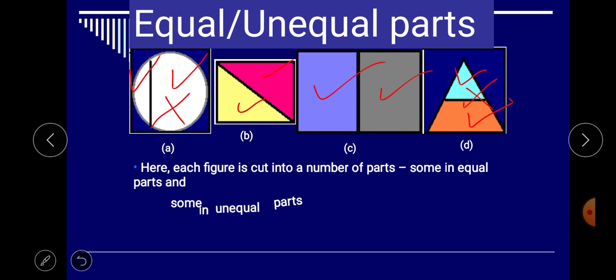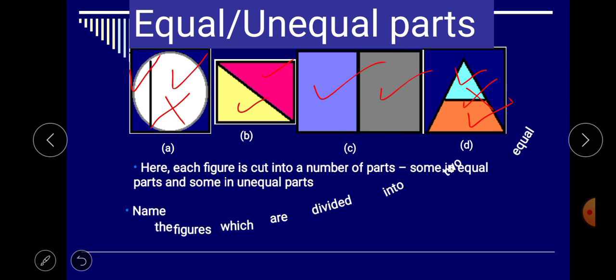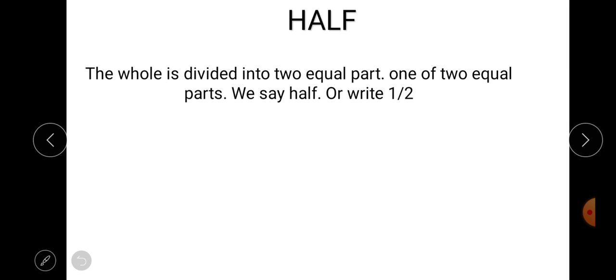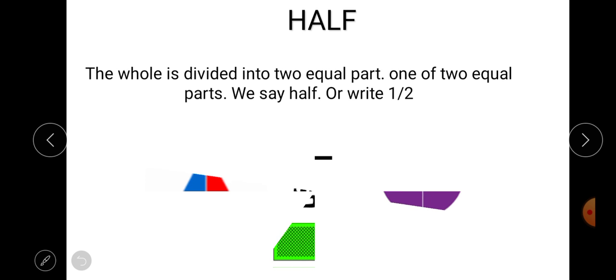Here each figure is cut into a number of parts, some in equal parts and some in unequal parts. Name the figures which are divided into two equal parts. As we have seen, figures B and C are divided into two equal parts. So now we will see what is half. The whole is divided into two equal parts. When the whole object or whole figure is divided into two equal parts, then one of the two equal parts we say half, or we write as 1 by 2.